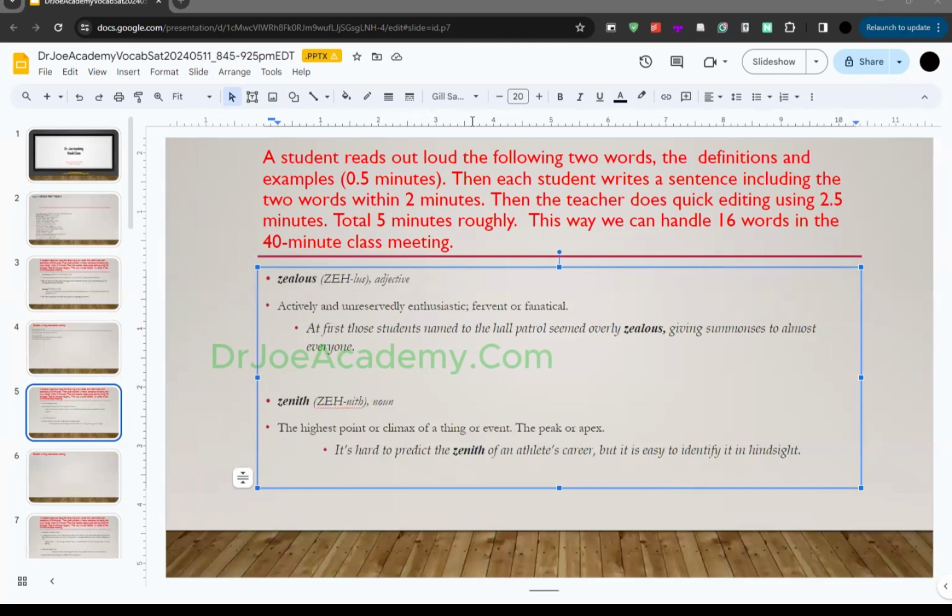Zenith, noun, the highest point or climax of a thing or event, the peak or apex. It's hard to predict the zenith of an athlete's career, but it is easy to identify it in hindsight.